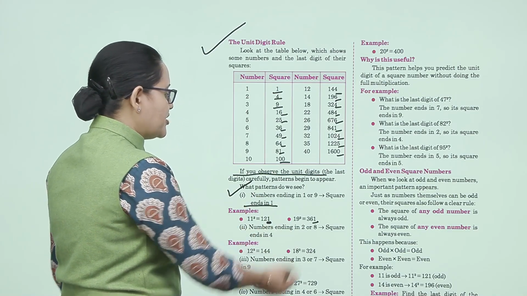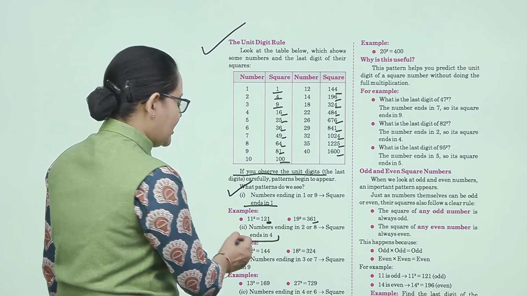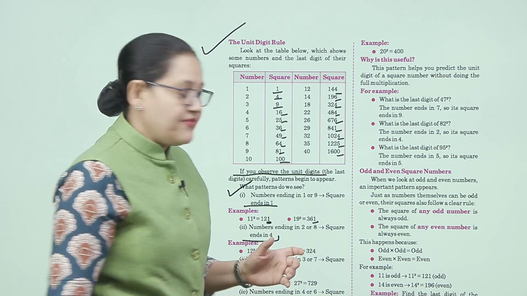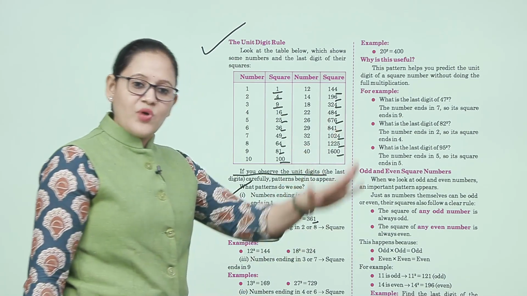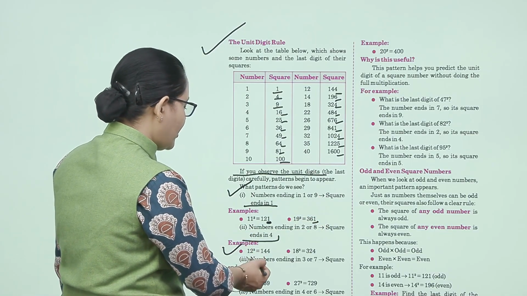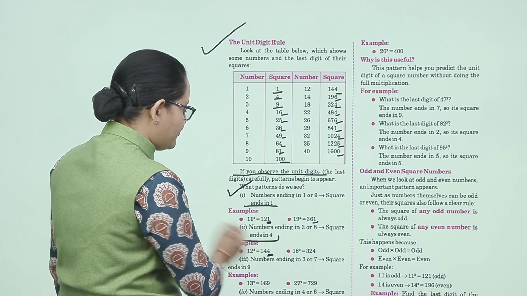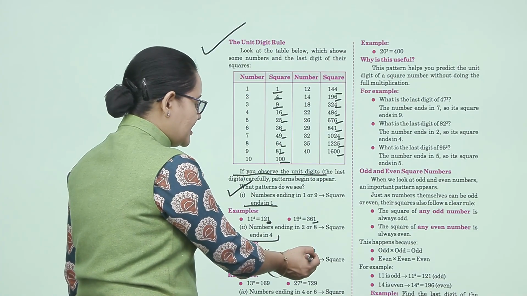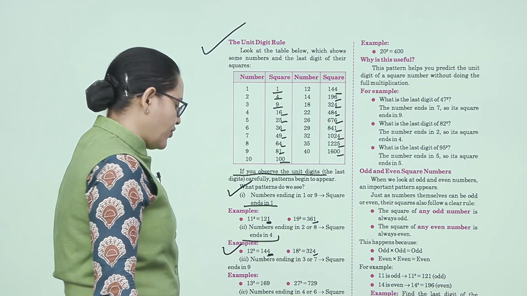Now, numbers ending with 2 or 8, their square ends in 4. We'll take an example here. The square of 12 is 144, unit digit 4. The square of 18 is 324, unit digit 4.